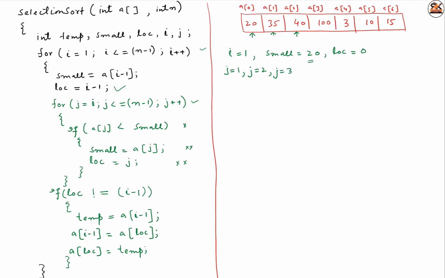And now we have to check this condition, is a of j, that is a of 3, that is 100, less than small, small is 20? No. Again this condition is false, this will not run, and we again go and increment j to 4. So now we check this element a of j, which is a of 4, that is 3.